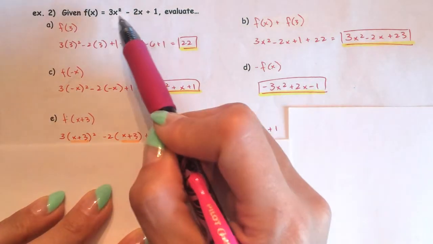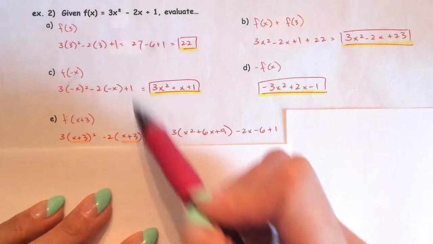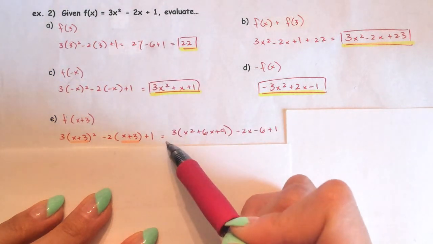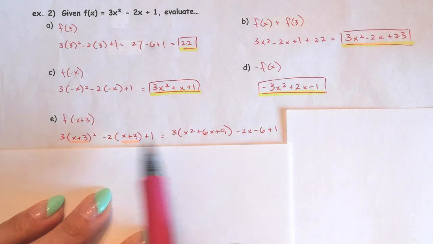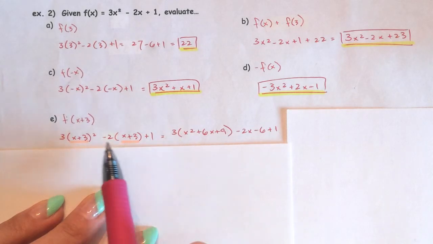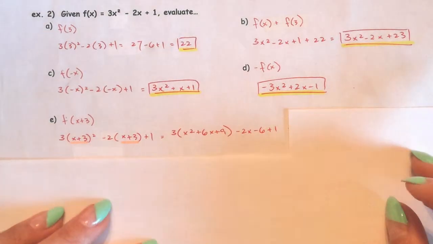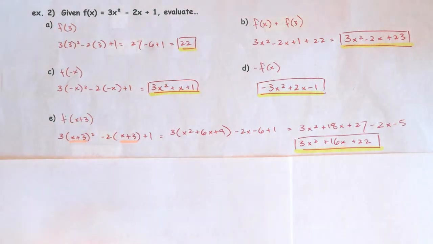So see how instead of an x, it's an x plus 3 squared. Instead of an x, it's an x plus 3. And then right here it says plus 1 equals. And then all I did for the second step is I FOILed this part. So I still have my 3. I FOILed. And then I distributed my negative 2. And then I distribute some more. Oops, like that. And then I get my final answer.